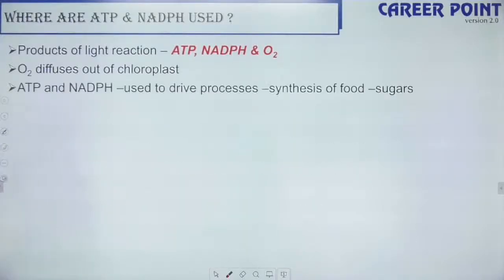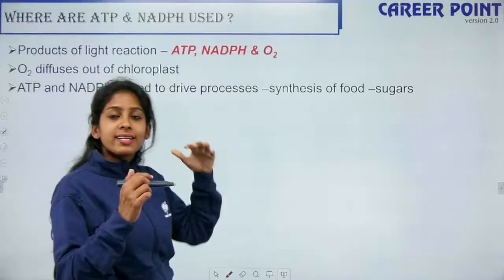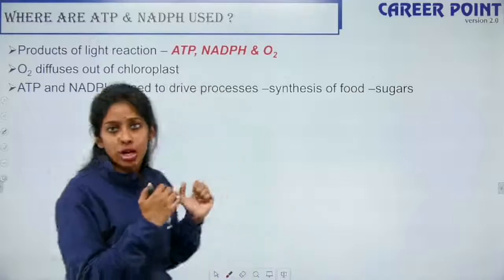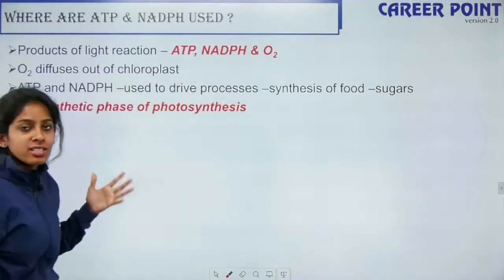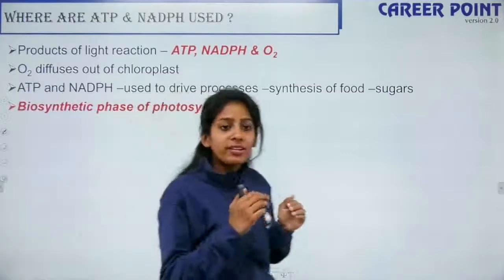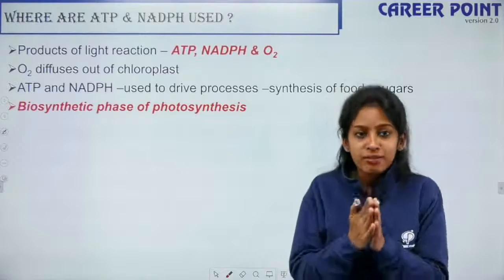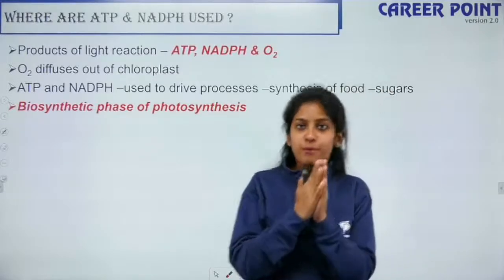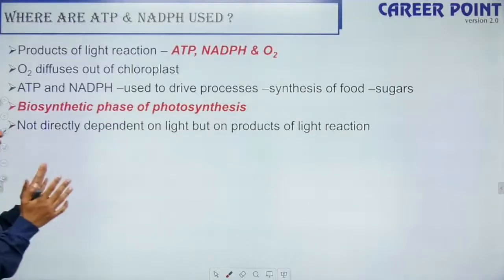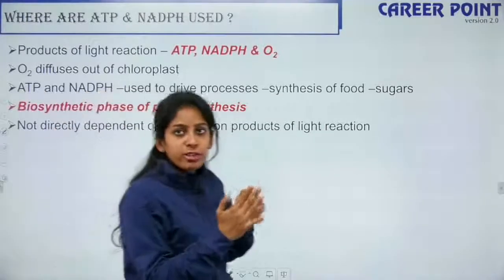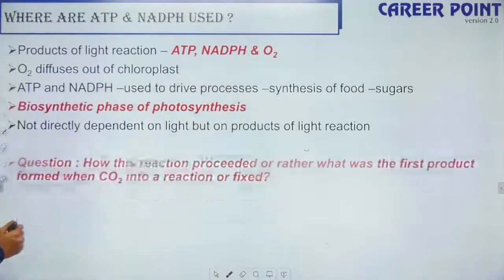Alright, so now the ATP and the NADPH are used to drive the processes in the synthesis of food, that is sugars. So it is used in the biosynthetic phase of photosynthesis, or the dark reaction. Dark reaction is also known as the biosynthetic phase because that is where your sugar is being produced, right? It is not directly dependent on light, but it is dependent on the products of light reaction. So in a way it is called your dark reaction, alright?